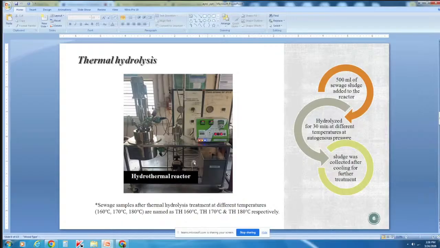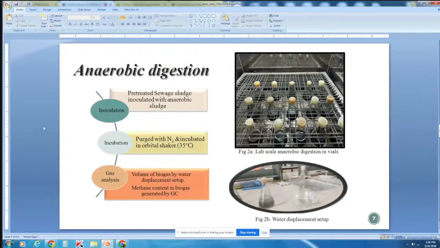After the pre-treatment, the sludge was collected and subjected to anaerobic digestion. The pre-treated thermal hydrolysis sludge is inoculated with anaerobic sludge and purged with nitrogen to remove the oxygen content. The gas was collected through a water displacement system and analyzed using a gas chromatography system for the methane content and CO2 content.